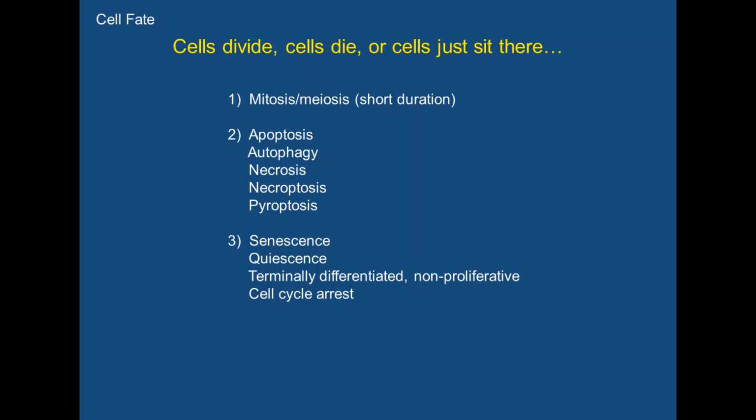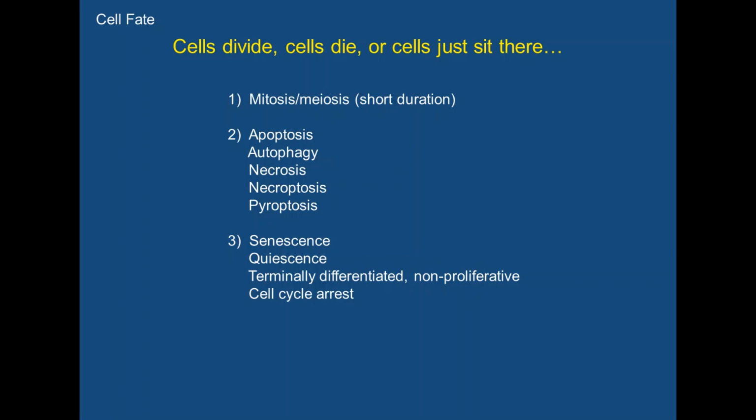Those cells may decide that it's time for them to die. This can be a regulated process, and I've listed a couple of those on my talk: apoptosis, autophagy, etc. They can also be cytotoxic. The cells are simply responding to an environment where it's going to cause them to die. And then cells can just sit there. Cells senesce, they quiesce, they become terminally differentiated, and they just stop proliferating. That may be dependent upon a particular mechanism.